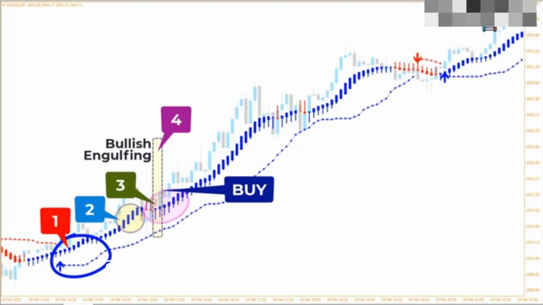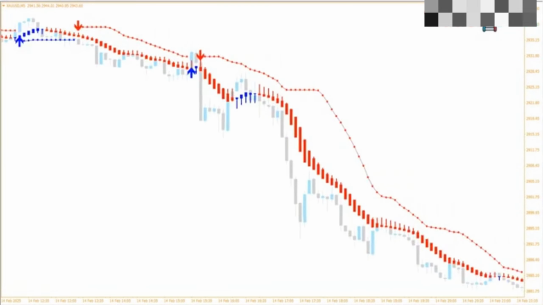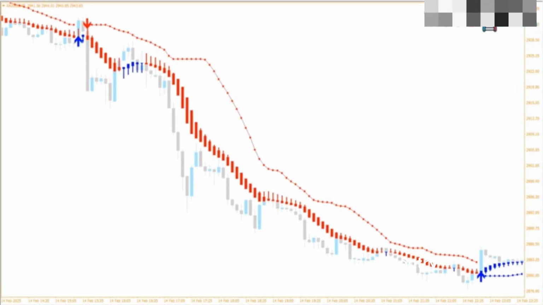The moment this signal is confirmed, we execute the buy entry at the opening of the next candle, no hesitation. As you can see, this strategy isn't just simple, it's incredibly precise and highly effective. By following these 4 rules, you're making calculated high-probability trades instead of guessing or chasing the market. Stick to the process, trade smart, and let's dominate the chart. Alright traders, now let's flip the script and break down how to execute a sell entry using this powerful strategy.